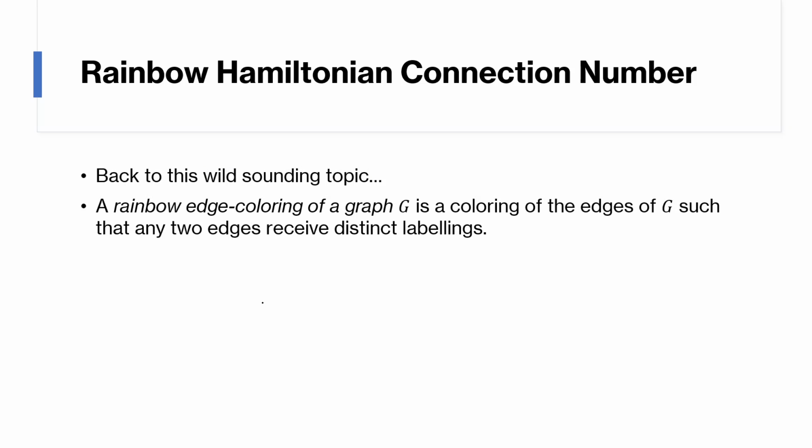All right, the last one I'll mention here in the coloring section is the rainbow Hamiltonian connection number. That's a mouthful. I mentioned this back in the highly connected graphs, and that's because this is sort of a mashup of colorings as well as highly connected graphs. So first off, define a special kind of coloring. A rainbow edge coloring of a graph is a coloring of the edges such that any two edges receive distinct labels, or distinct colors.